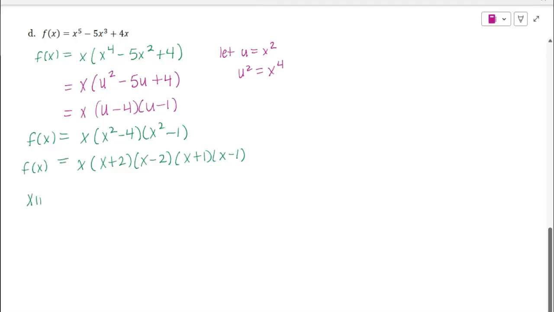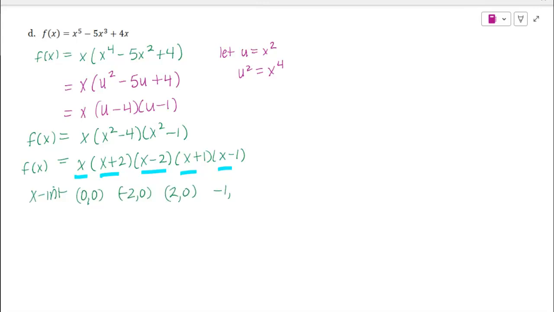So our x-intercepts are going to come from each of these components equaling 0, right? So it looks like I'm going to get (0, 0) is one of them. (Negative 2, 0) is one. (2, 0). (Negative 1, 0). And (1, 0). So those are my 5 x-intercepts.